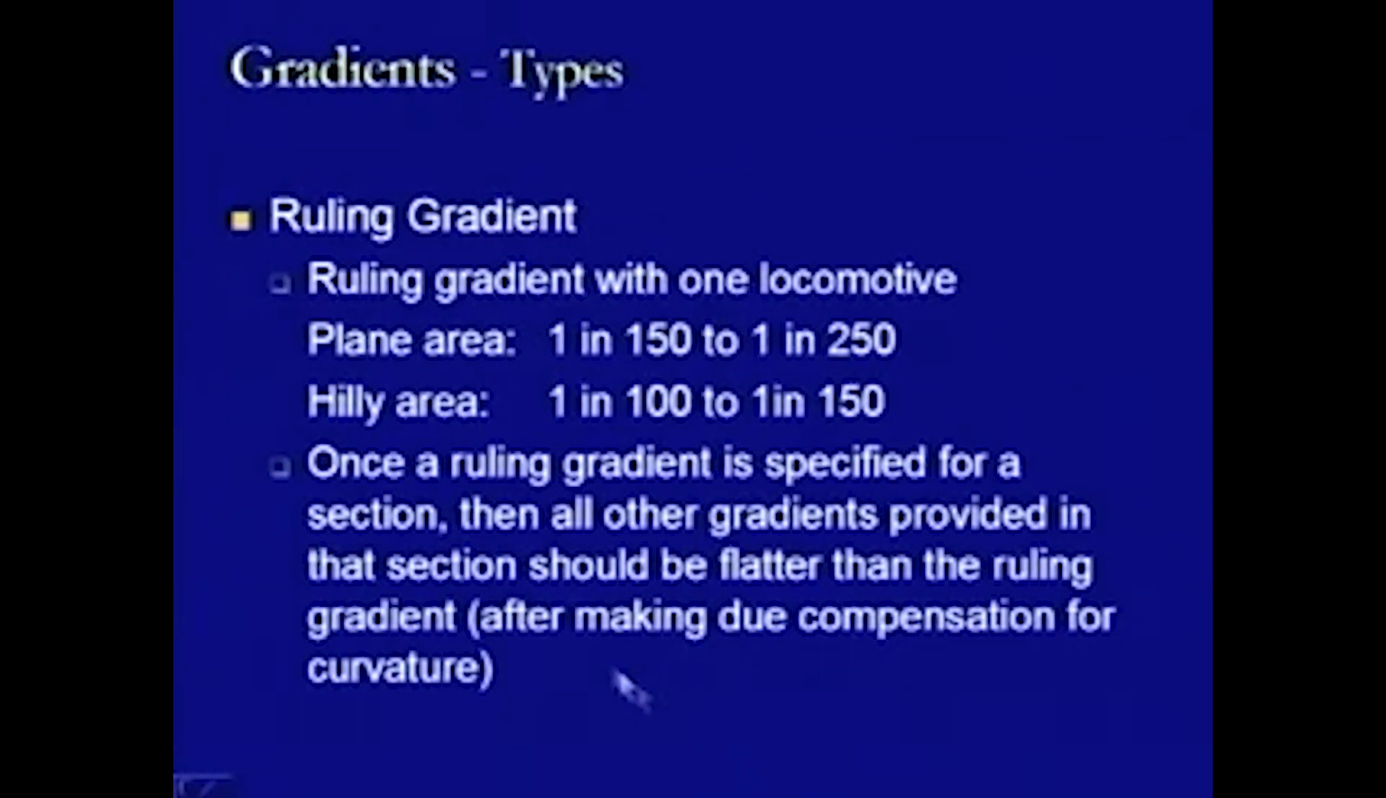Now, one restriction here is that if there is any curvature along with the gradient, then some compensation has to be made for the two types of resistances being offered. One is the resistance offered by the gradient, and another is the additional resistance offered by the curvature. So the gradient has to be reduced by some value, so that the locomotive can traverse where the gradient as well as the curvature is provided without any loss of power.